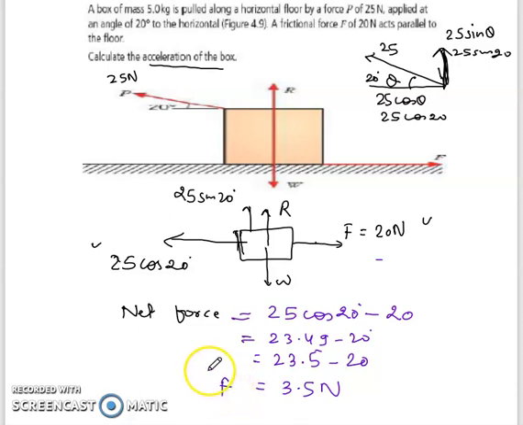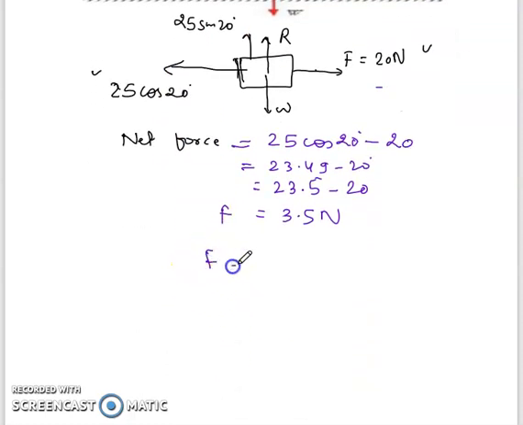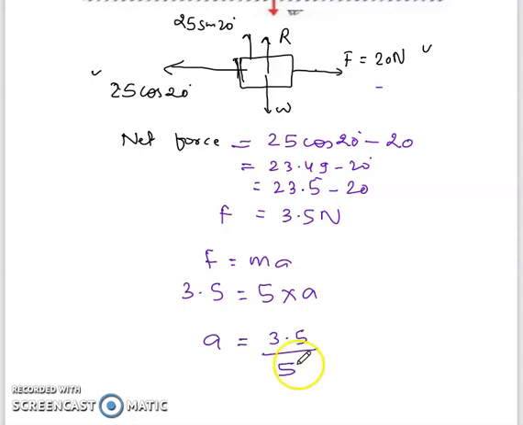Now, the mass of the object is 5 kg. So force is equal to mass into acceleration, as we know. Now the force is 3.5, mass is 5, into acceleration. So acceleration is equal to 3.5 upon 5. So I'm going to divide 3.5 by 5. The answer is 0.7. So a is equal to 0.7 meter per second squared. So this is how we can find the acceleration.